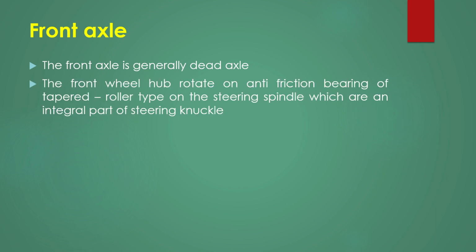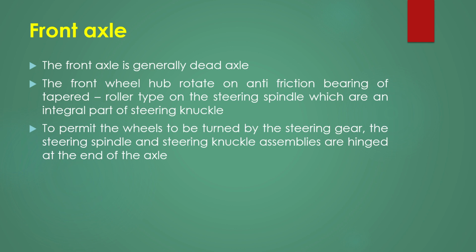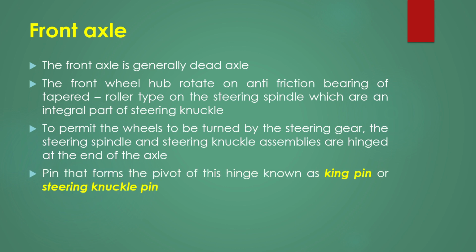Next, the important part in the steering system is the front axle, because it is the axle to which we are giving the direction. The front axle is generally a dead axle because no power is given to the front axle. The front hub rotates on the anti-friction bearing of tapered roller type on the steering spindle, which is an integral part of the steering knuckle. To permit the wheels to be turned by the steering gear, the spindle and the steering knuckle assemblies are hinged at the end of the axle. The pin that forms the pivot of this hinge is known as the kingpin or steering knuckle pin.